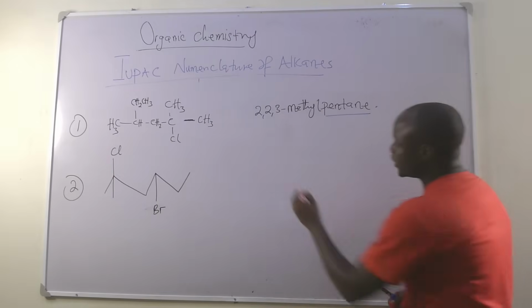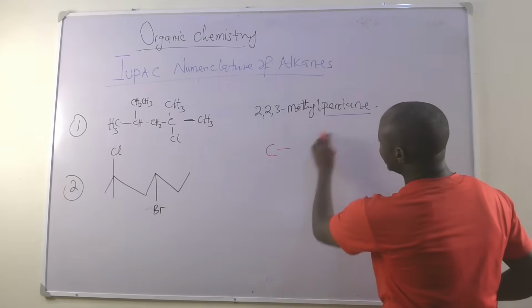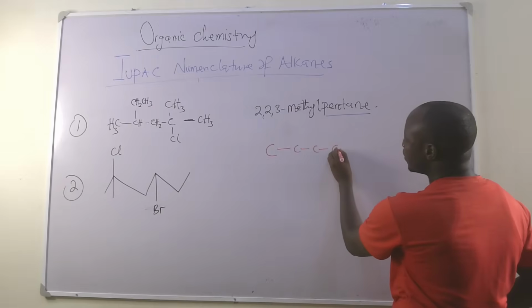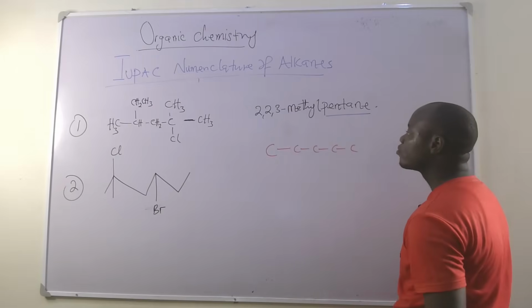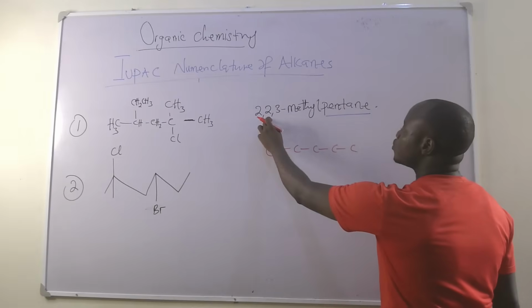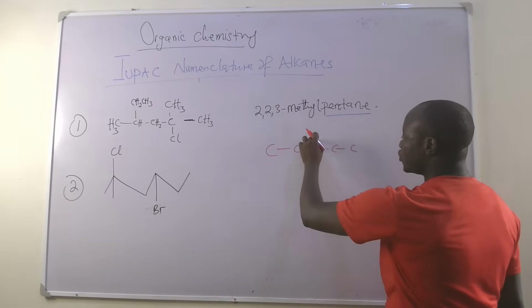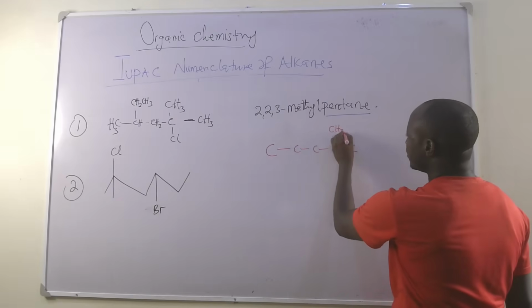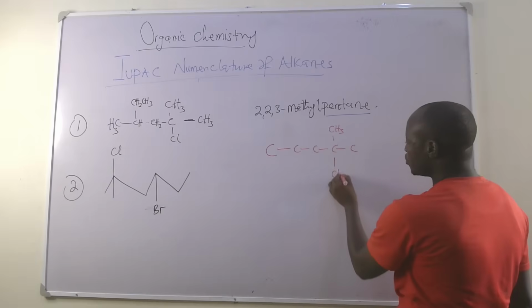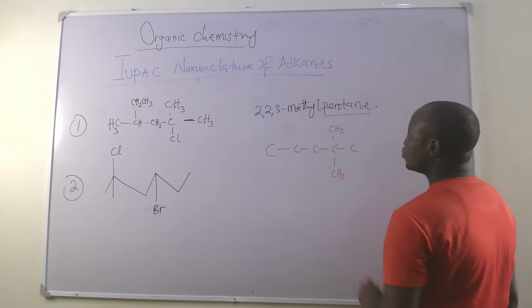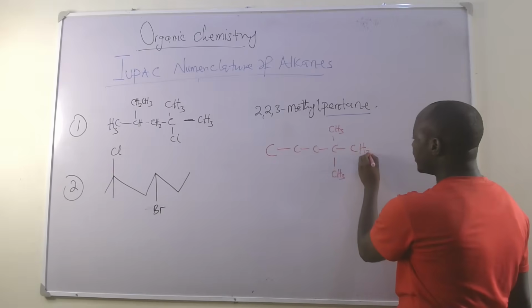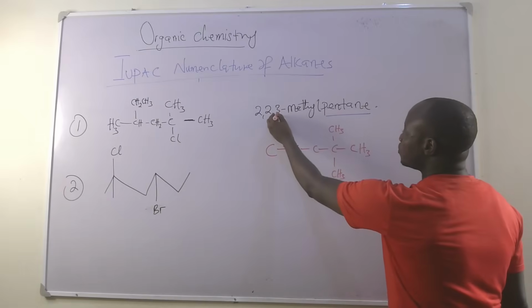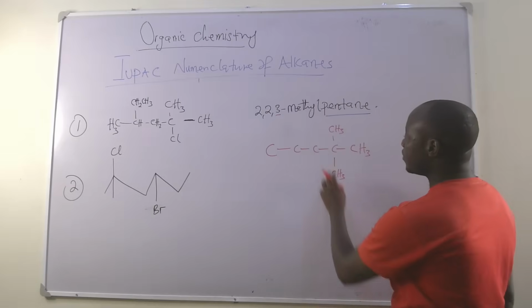So you draw pentane. The parent name is pentane, so you draw 5 carbon. At position 2, you have methyl. At position 3, you have methyl. So it means that there is a methyl here, and also there is methyl here. So at position 2, we have methyl, then also at position 3, we have methyl.